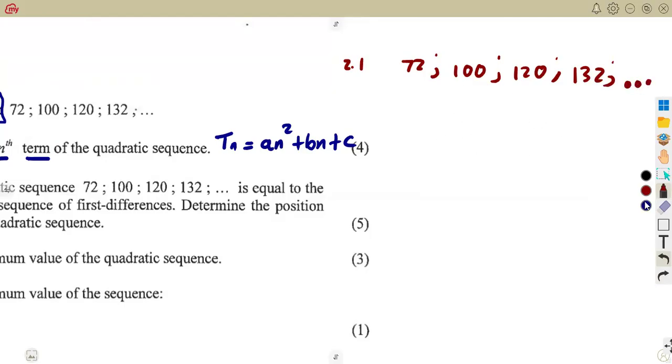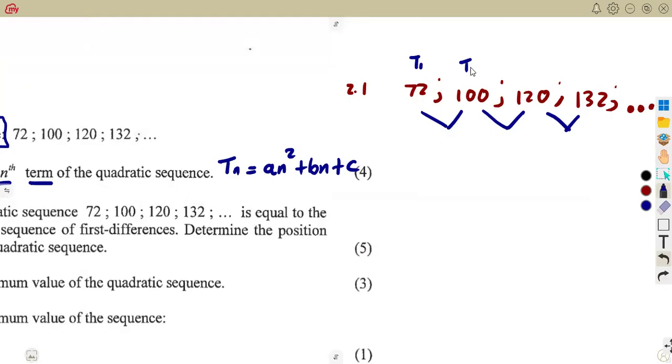Given this, remember, on a quadratic, we are going to determine the first differences. We're going to have the difference of these terms: this is your first term, T1, T2, T3, T4. So T2 minus T1, the difference 100 minus 72, gives us 28. 120 minus 100 gives us 20. 132 minus 120 is a 12. That is the difference.